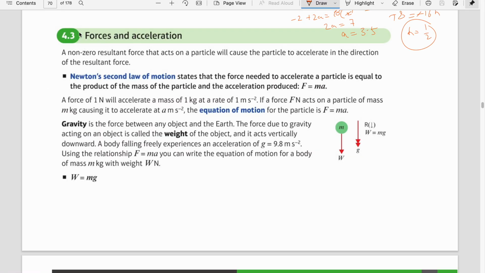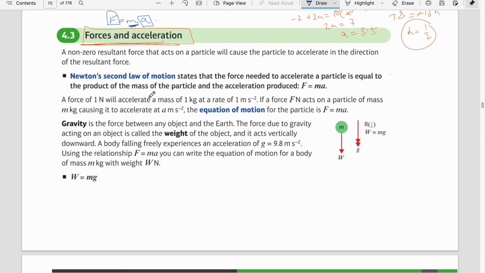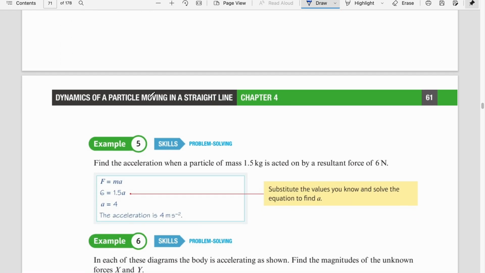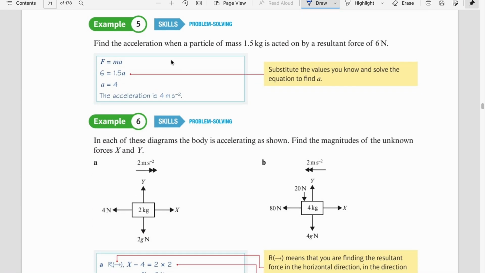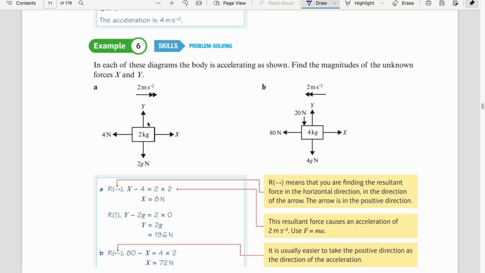4.3 forces and acceleration. Now all the concepts are the same with the addition of F equals ma. Whatever we did for force stays the same, mass would be given, and we can find the acceleration. Newton's second law: net force creates acceleration. Example: what is the acceleration of the particle? Mass is given, force is given. Straight away just plug in the formula and we get the answer.